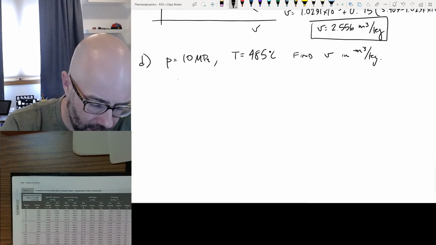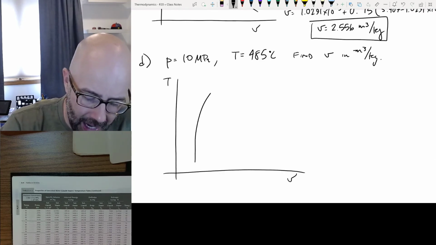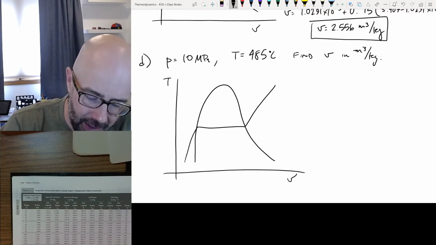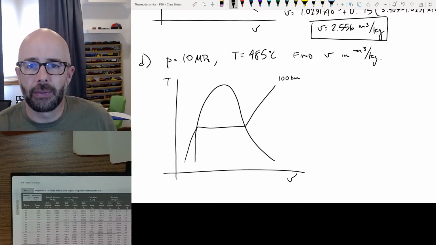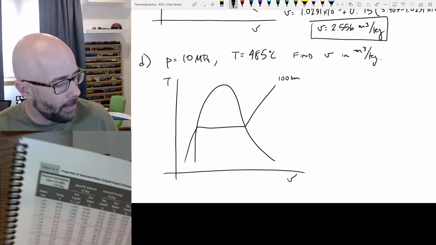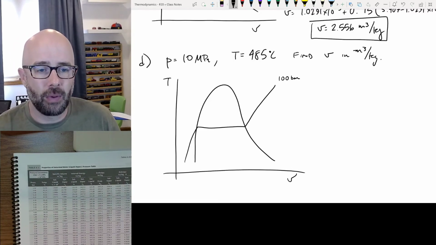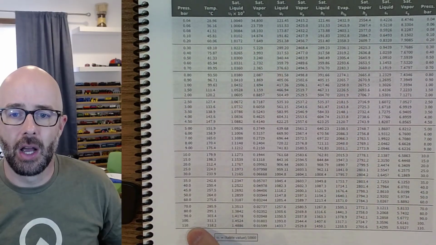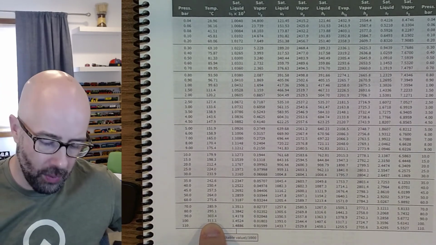What we're going to do is draw our TV diagram, and I draw a nice line of constant pressure, and I'm going to say it's equal to 100 bars. 10 megapascals is 100 bars. Now I'm going to go to my pressure table, nice even pressures, and look for 100 bars. So here we are, pressure in bars, 100 bars. It says we're going to saturate at 311.1.